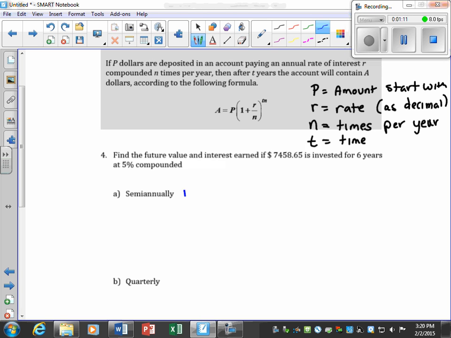Let me write that down. Semi-annually means our N is going to be 2, 2 times a year. Now if I have my formula, A is equal to P(1 + r/n)^(nt), I write my formula down, and you need to be familiar with this. It says how much will you have when we start with that $7,458.65. That's our P.